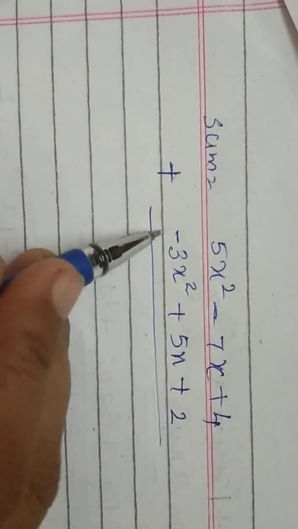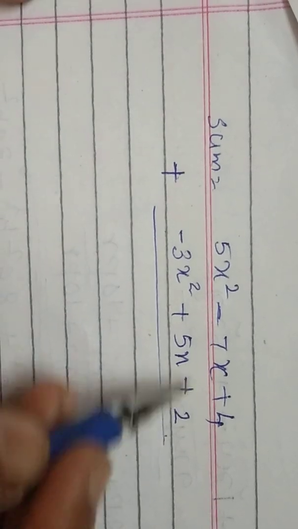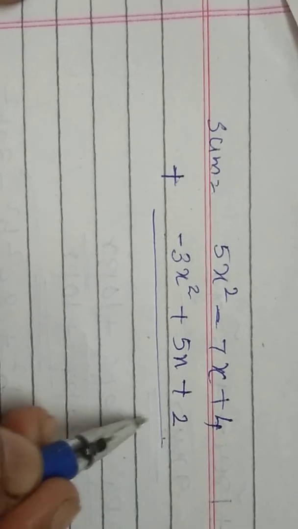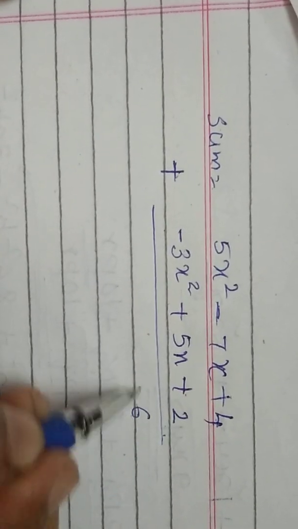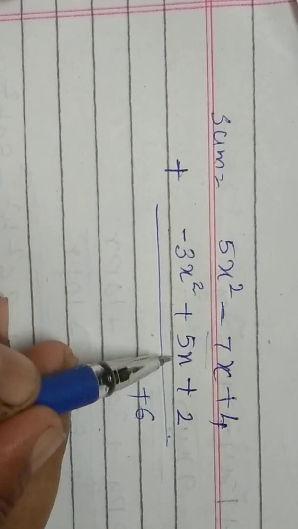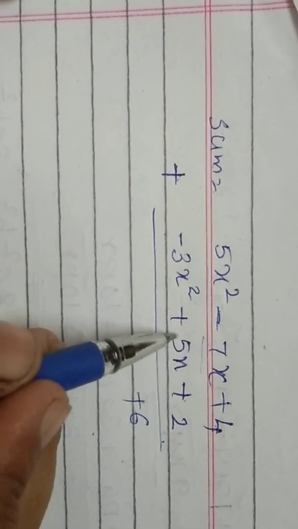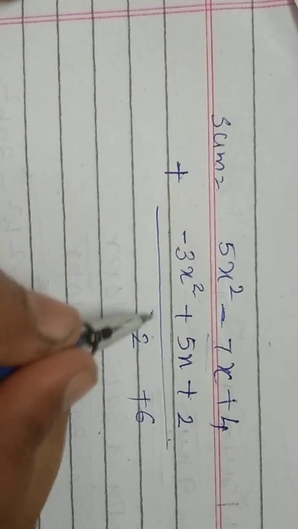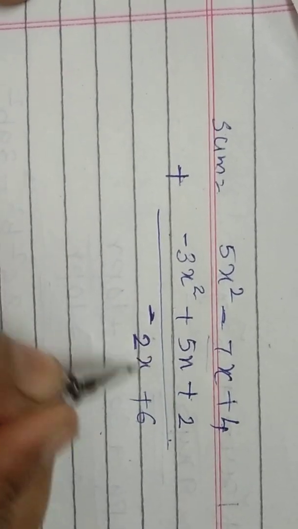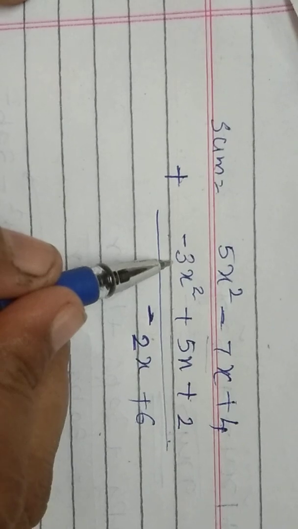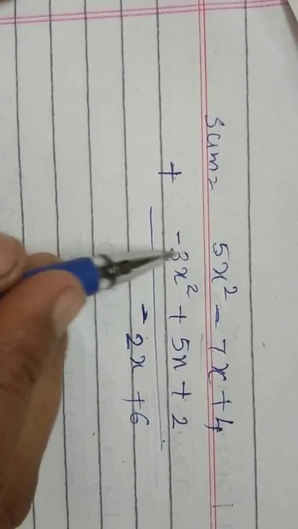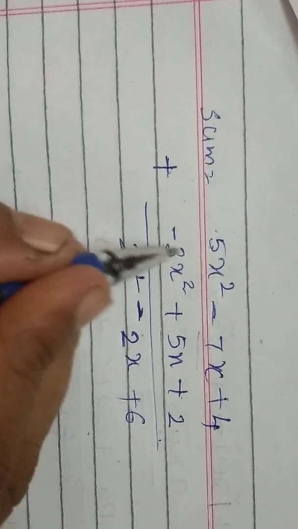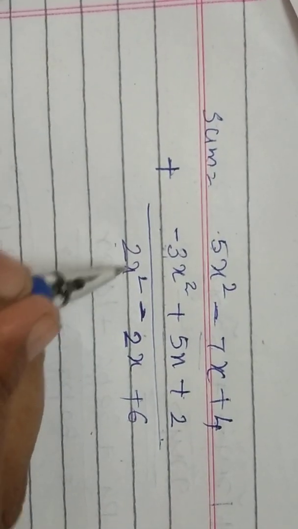I can add from the right side or from the left side, anywhere, because there is no carryover or borrowing. So 4 plus 2, both are positive, 6. Minus 7x and 5x have opposite signs, so take the difference and give the bigger number's sign. 7 minus 5 is 2, 7 is bigger, so minus 2x. Then 5x square minus 3x square, here also opposite signs. 5 minus 3 is 2, 5 is the bigger number, so 5x square minus 3x square equals 2x square.